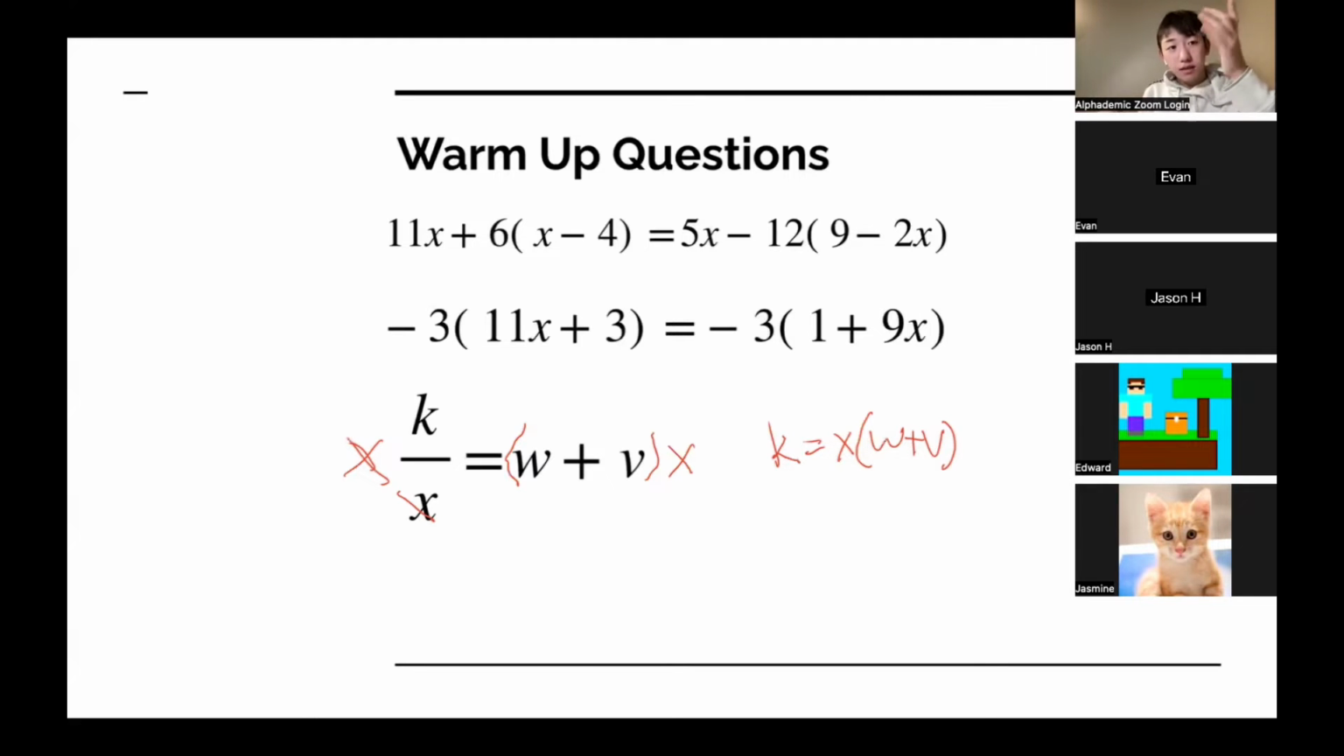We would divide both sides by w plus v. So this side would cancel out, and you would get k divided by w plus v on this side. So as our final answer, just going to rewrite it neater, x equals k over w plus v. And there we have it. Does anyone have any questions on the last problem?